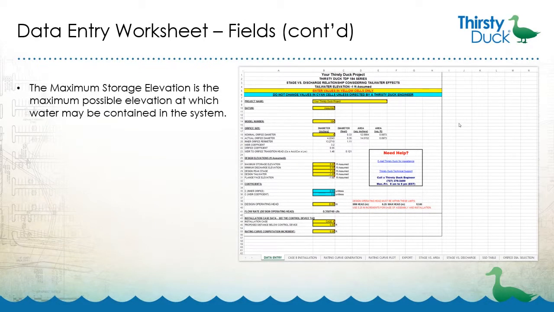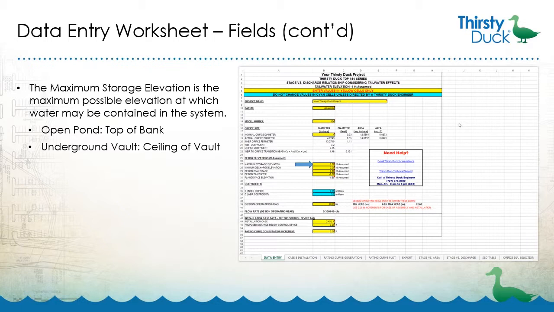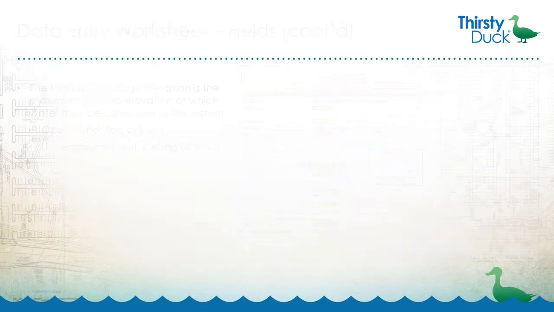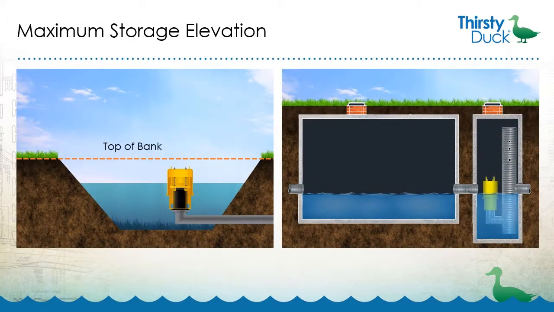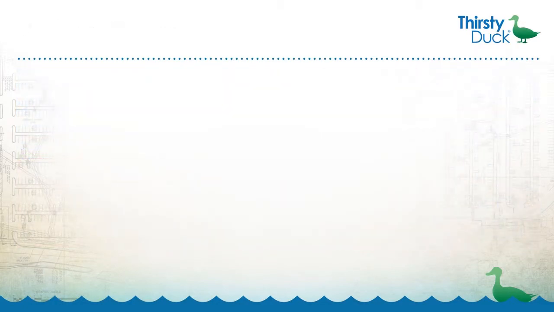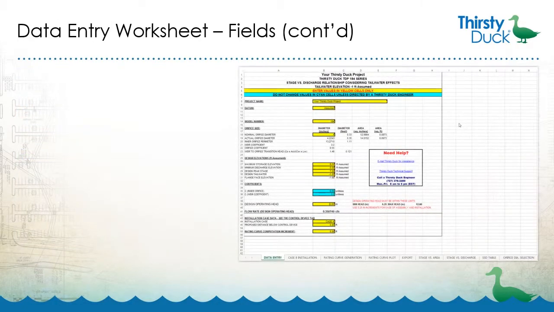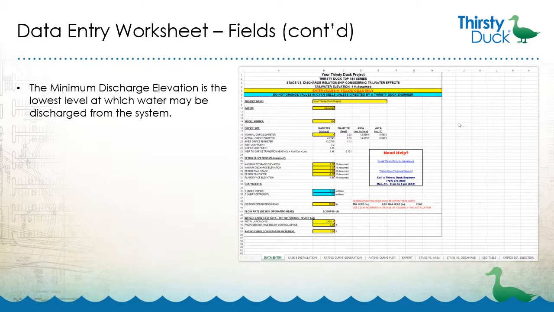The maximum storage elevation is the maximum possible elevation at which water may be contained in the system. For an open pond, this would be the elevation of the top of bank. For an underground storage vault, it would be the elevation of the vault's ceiling. The diagrams on the screen illustrate the maximum storage elevation for both an open pond and an underground vault. The minimum discharge elevation is the lowest level at which water may be discharged from the system.